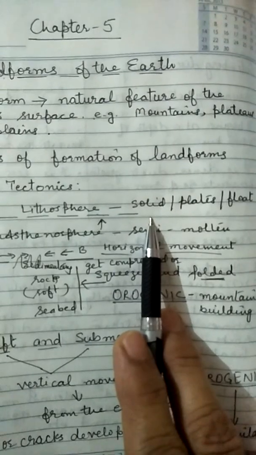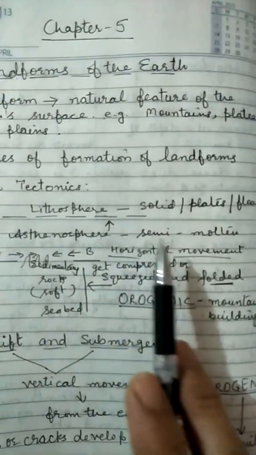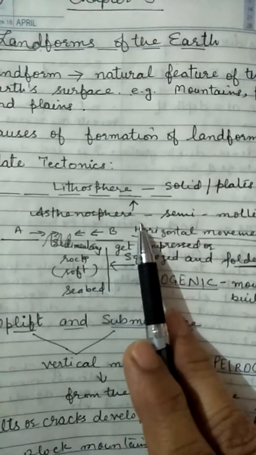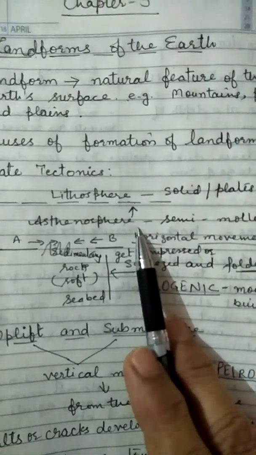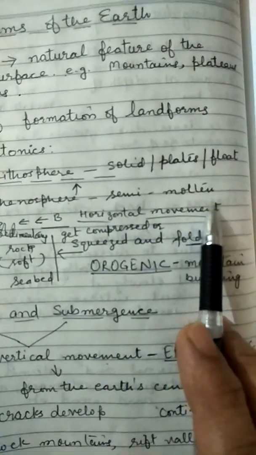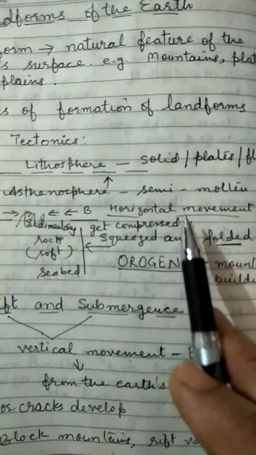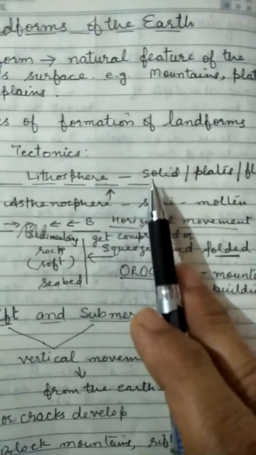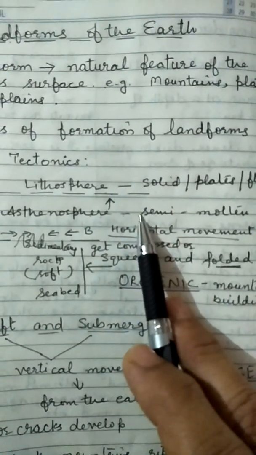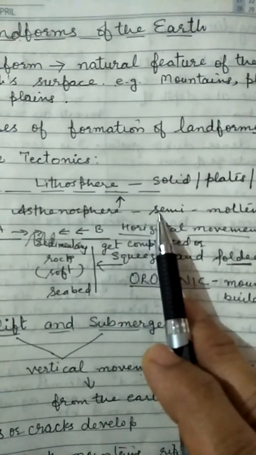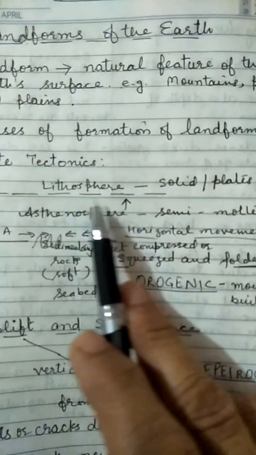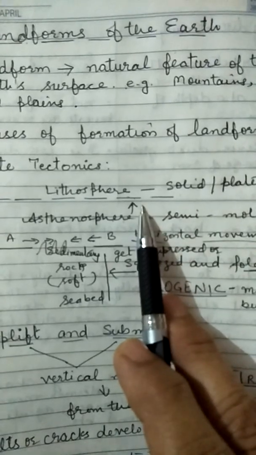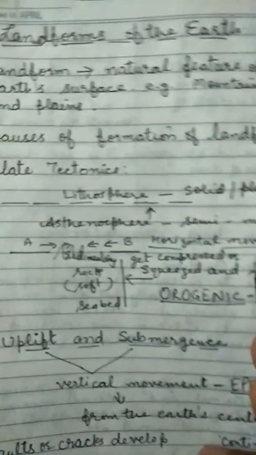The lithosphere is solid, right? Now below this lithosphere we have the asthenosphere or mantle, which is in a semi-molten state. So this solid floats over the semi-molten layer, and these plates keep on moving, either towards each other or away from each other.